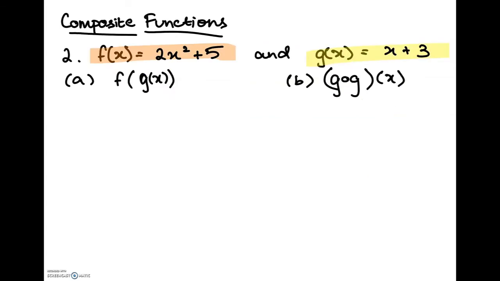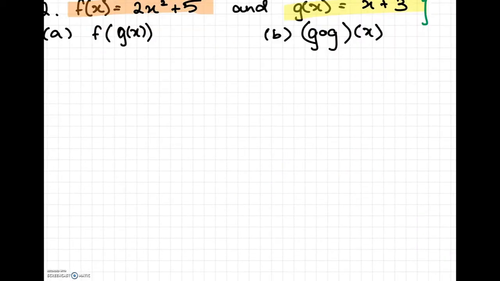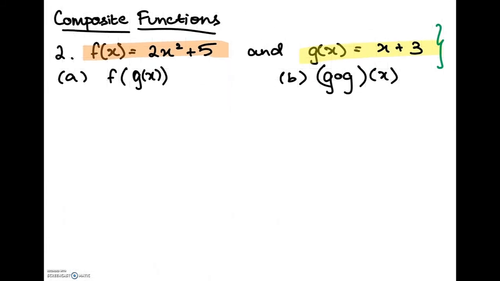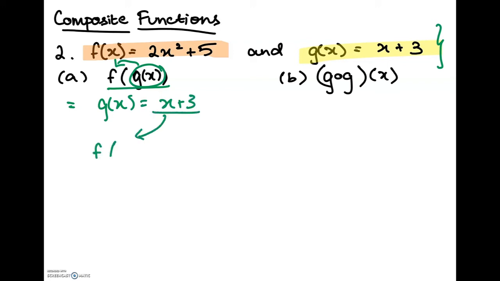So here we have two different functions, f of x equals 2x squared plus 5, and g of x equals x plus 3. So this is going to be pretty similar to our last example in that we're just going to substitute each equation. So our first question here is f of g of x. So you're just going to be substituting g of x in the function f. So let's take the equation g of x. So g of x is equal to x plus 3. Now you're going to substitute this entire x plus 3 into the function f. So it's technically f of x plus 3.